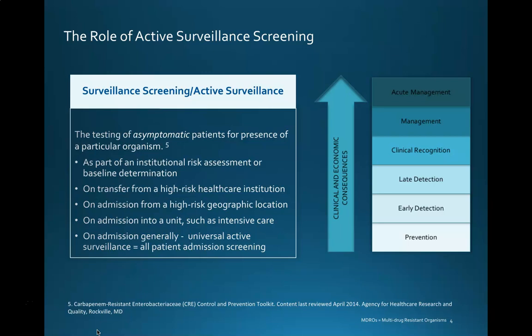And active surveillance typically can be undertaken as part of an institutional risk assessment or determination of your baseline for a particular organism. Active surveillance is often performed on transfer of patients from a high-risk healthcare institution, so an institution where a particular organism is highly prevalent, or conducted on admission from a high-risk geographic location. Active surveillance is often conducted on admission to a unit such as intensive care. And when I refer to universal active surveillance, I'm referring to screening of those patients on admission. So this would be all patients screening on admission into an acute care institution.